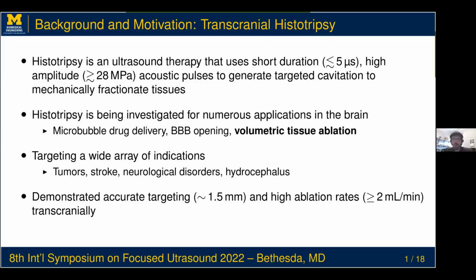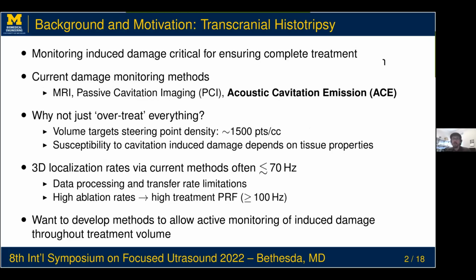Histotripsy is an ultrasound therapy that uses short duration, high amplitude pulses to generate targeted cavitation to mechanically fractionate tissue. And it's being investigated for a number of applications in the brain, including microbubble-mediated drug delivery, BBB opening, and volumetric tissue ablation. And it's for targeting a wide array of indications for tumor treatments or stroke treatments and neurological disorders. And we've previously demonstrated that we can accurately target histotripsy to about 1.5 millimeters through the skull and achieve high ablation rates upwards of 2 milliliters per minute transcranially.